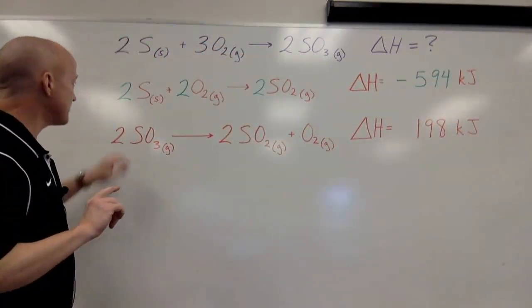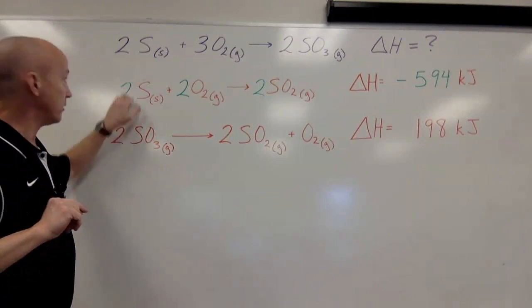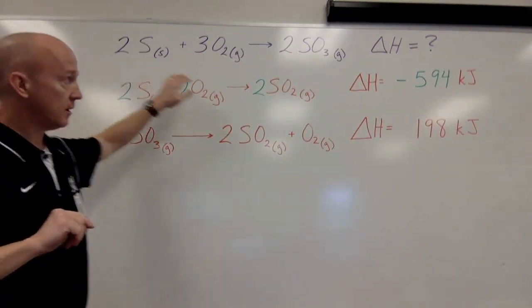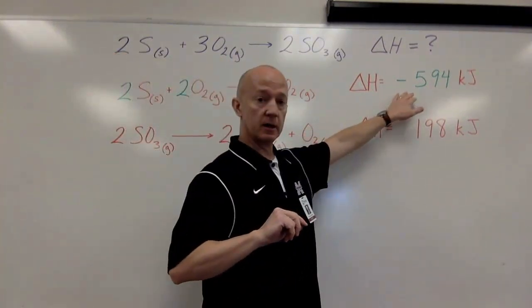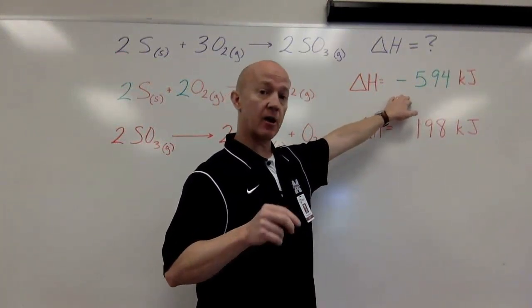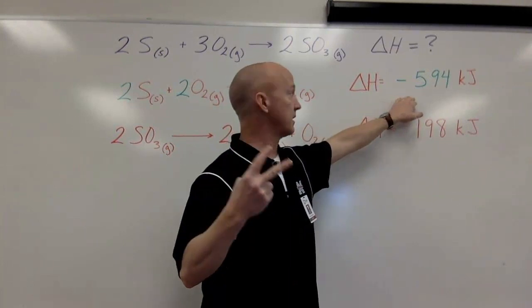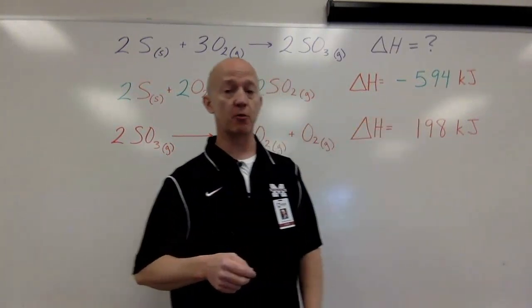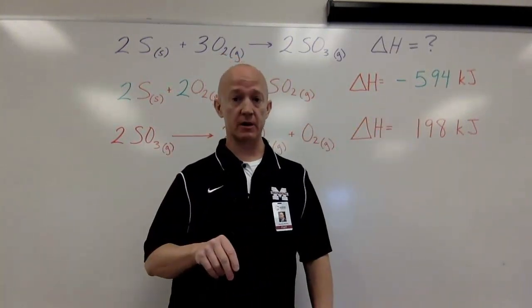Again, because I needed 2 moles of sulfur for my final reaction, I multiplied the enthalpy change, which was negative 297, and now, since I have 2 moles of sulfur, that becomes negative 594, twice 297.